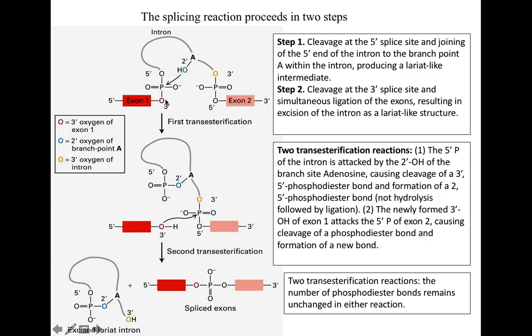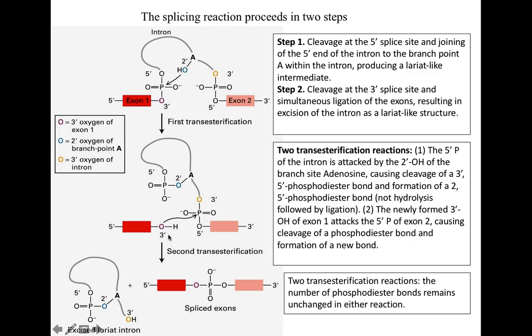Now the 5' end of the intron has been dissociated from exon 1. We are left with a hydroxyl group at the 3' end of exon 1. The phosphodiester bond at the 5' end of exon 2 is still intact.